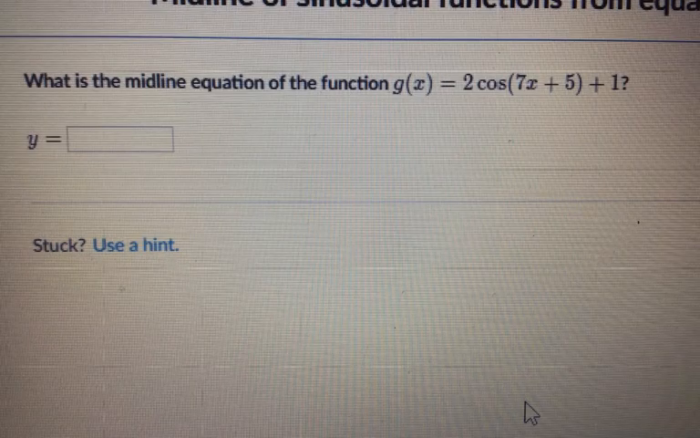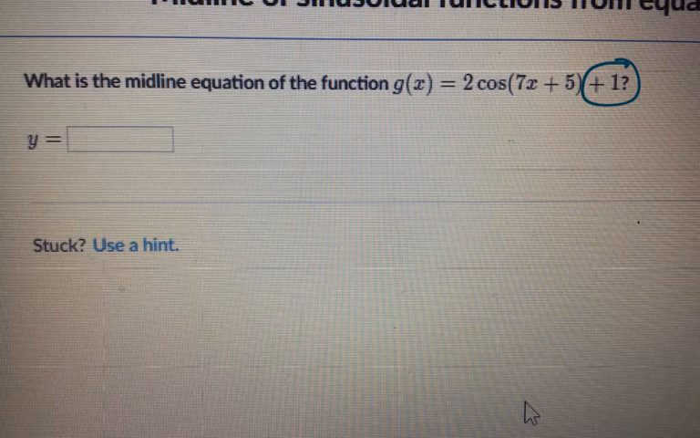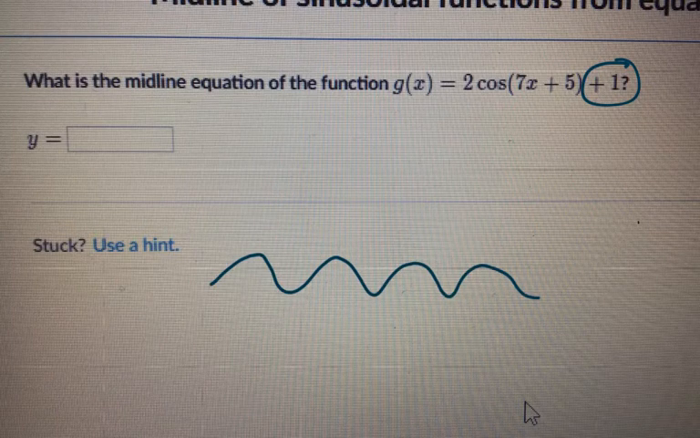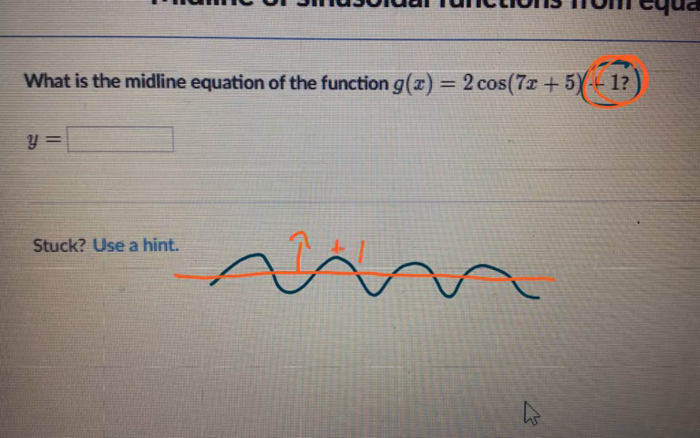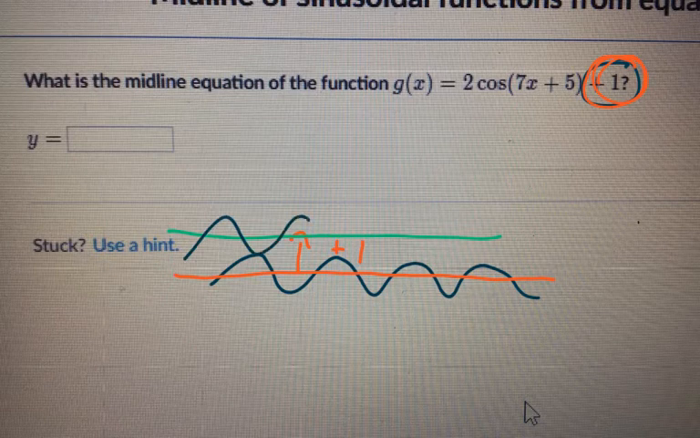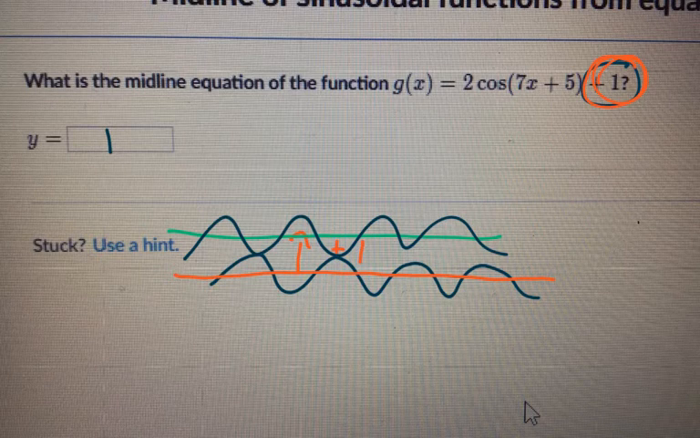Okay? Look at this one here. They said plus 1. What? Guess what? Here's what's happening. Here's my cosine wave. Here's my midline. If they do a plus 1 on it, guess what? It just moves up 1 space. So now my midline is here, and my wave is exactly 1 higher. So I'm just going to type in 1. Just watch your signs. That's all you have to do.